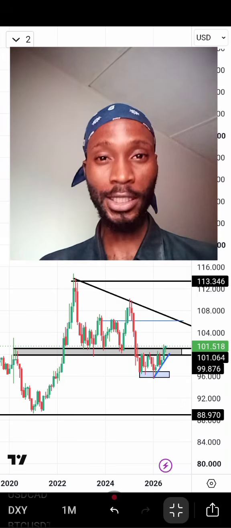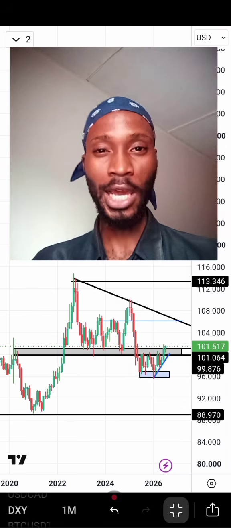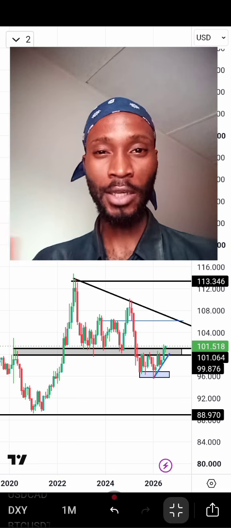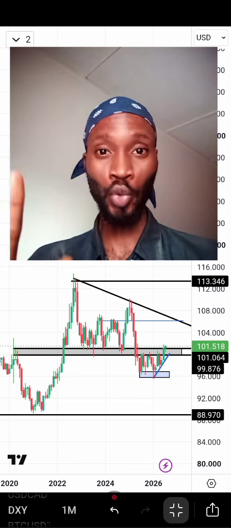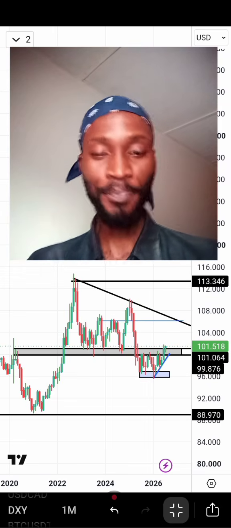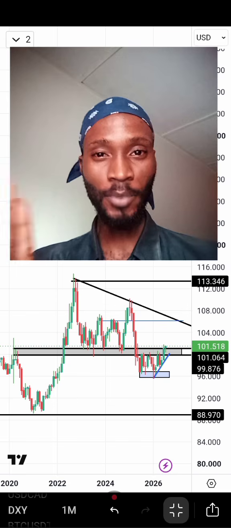I'm talking about the dollar index. Of course, you know that the US dollar is the world reserve currency, and you want to be watching what the US dollar is doing, because if the US dollar is strong, you do not want to trade against the US dollar, right? Now, first of all, I'll start from the fundamental side.